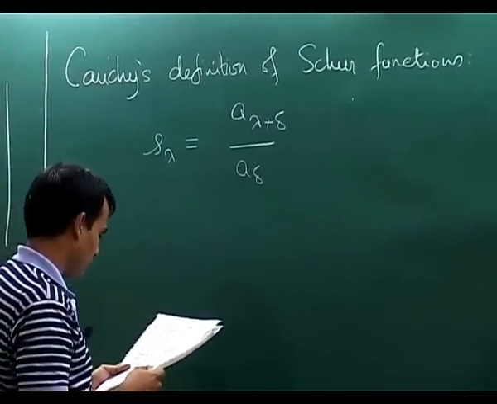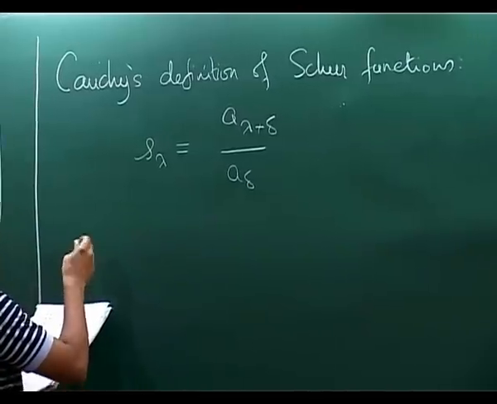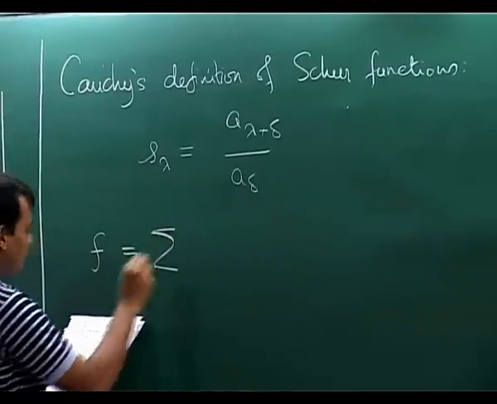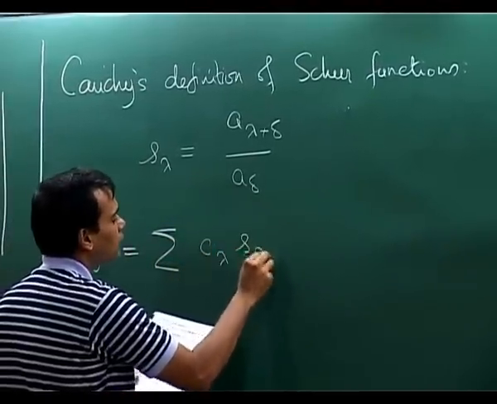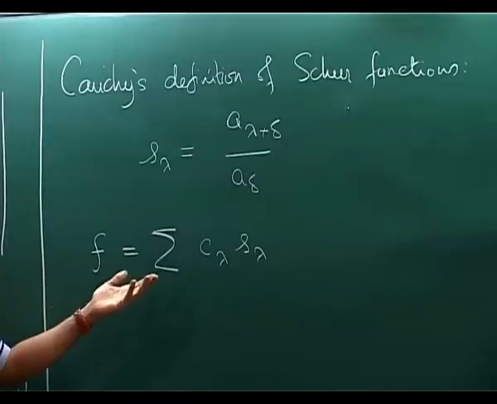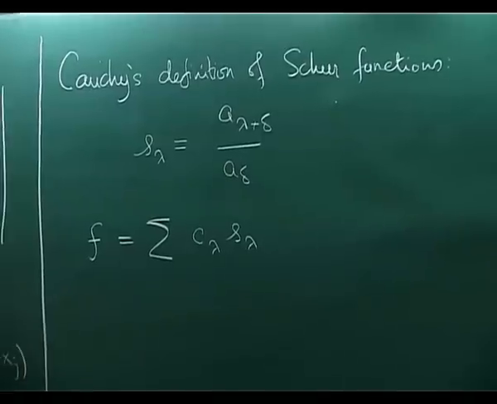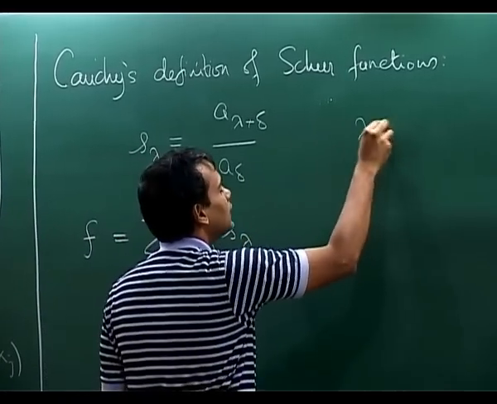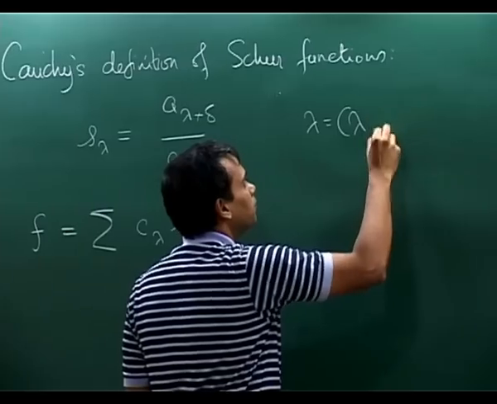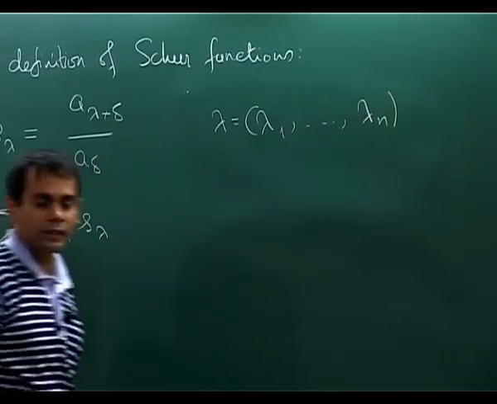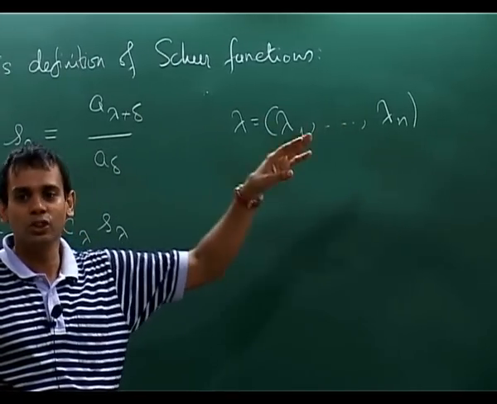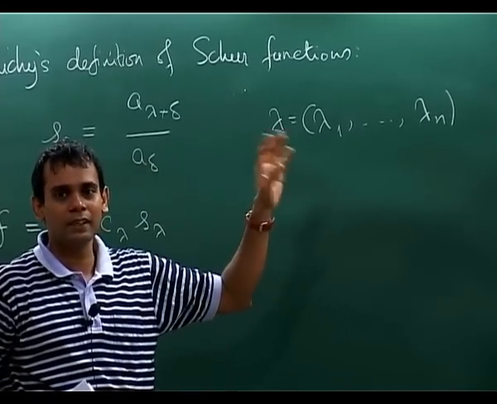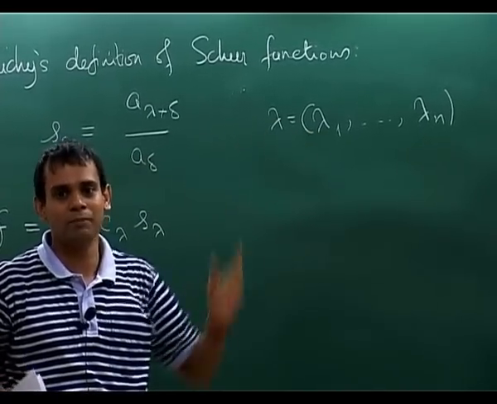Now, suppose you have a function f which you can expand in terms of Schur functions. There's a theorem which says that all symmetric functions can be expanded in this way. Yes? Given a partition, how do you get an interval? Oh yeah, so this partition lambda here is lambda 1 to lambda n. Let's just assume it has n parts. You can add zeros to the end of your partition. It's a partition of n, but we'll add as many zeros as needed to make it have n parts. It can't have more than n parts anyway.